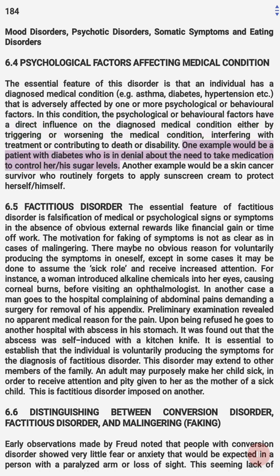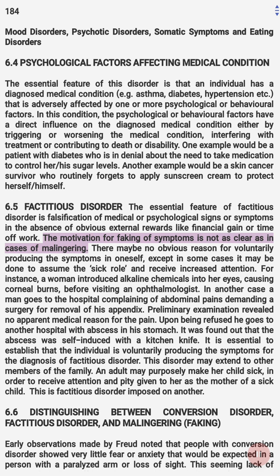One example would be a patient with diabetes who is in denial about the need to take medication to control his sugar levels. Another example would be a skin cancer survivor who routinely forgets to apply sunscreen cream to protect himself. 6.5 Factitious disorder. The essential feature of factitious disorder is falsification of medical or psychological signs or symptoms in the absence of obvious external rewards like financial gain or time off work.